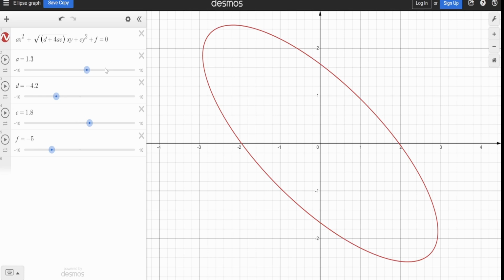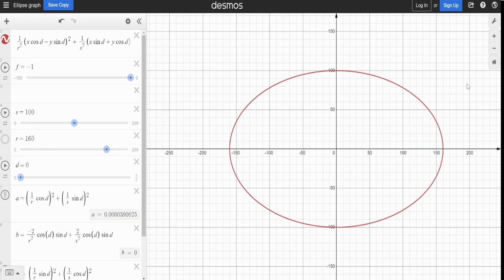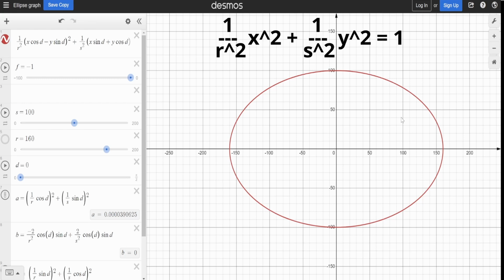Anyway, this is not going to be useful for our project, but let me show you what I did for the general ellipse. Now, in order to play with a general ellipse, what I decided to do is to start off with a standard ellipse, like the one that you see here, and then just apply a rotation to it. Now, a standard ellipse has a very simple formula. It's 1 on r squared times x squared plus 1 on s squared times y squared equals 1. And so in terms of our constants for a general ellipse, that's a equals 1 on r squared, b equals 0, c equals 1 on s squared, and f equals minus 1.